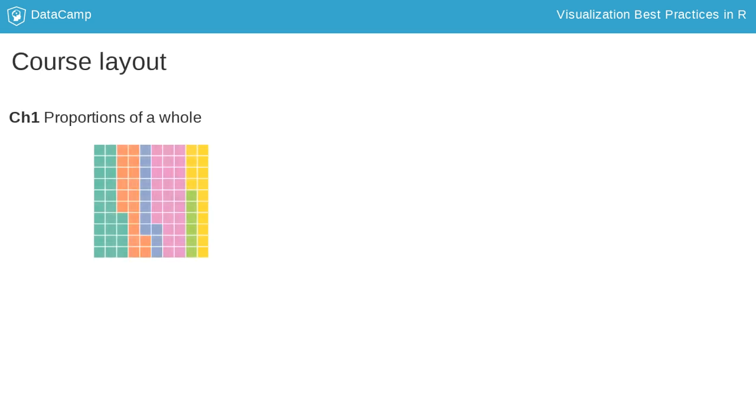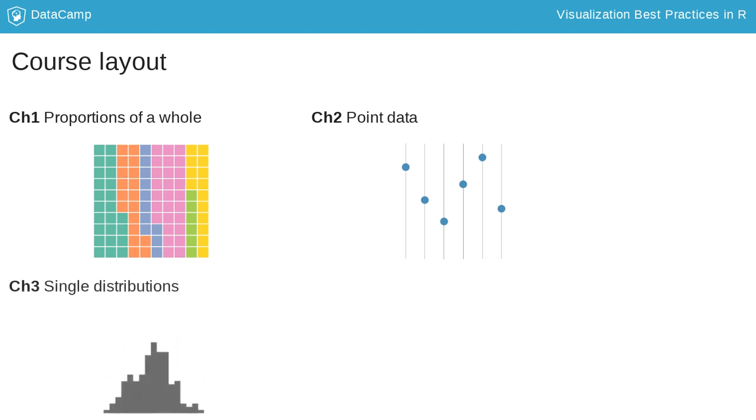Over the 4 chapters of this course, we will discuss proportions data and its common visualizations, plus ways to improve them. We will then move on to point data in Chapter 2, single distribution data in Chapter 3, and finally, comparing multiple distributions to each other in Chapter 4.